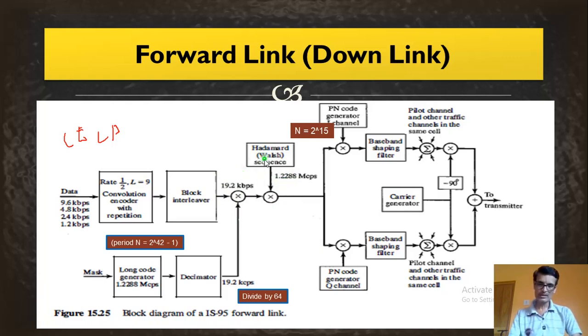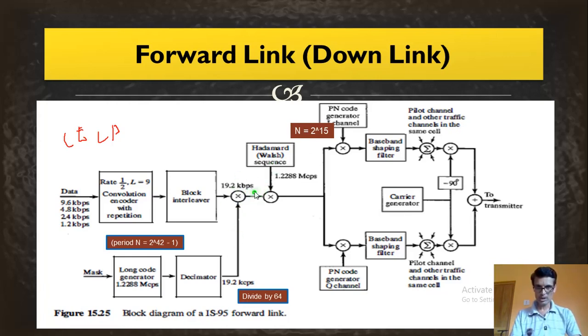It is given by another PN sequence generator over here. This is one more generator. It generates bits at the rate of around 1.2288 mega chips per second. It is called Hadamard sequence or a Walsh sequence. It is a unique 64-bit sequence, and basically we will have 64 unique Hadamard sequences. There are 64 different sequences, each of 64 bits, generated at this particular rate. So this is used to multiply with the data here.